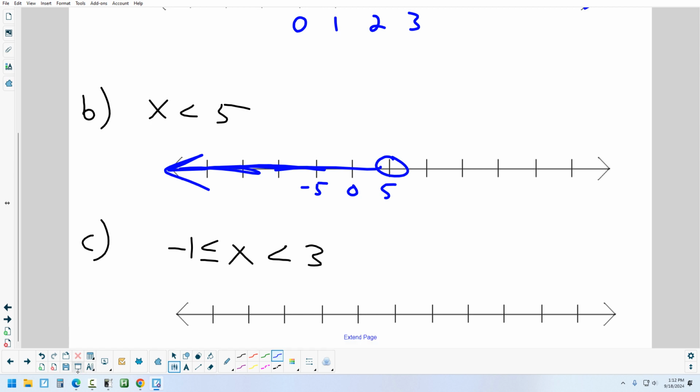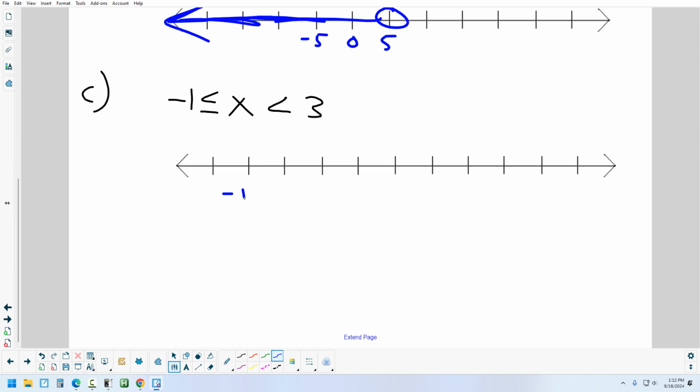Okay, let's try this one. How many circles am I going to need for this one? Yeah, I'm going to need 2. The first circle goes on what number? -1. And it's closed. And my second circle goes on 3 and it's open. And I shade in between because it's bounded between.